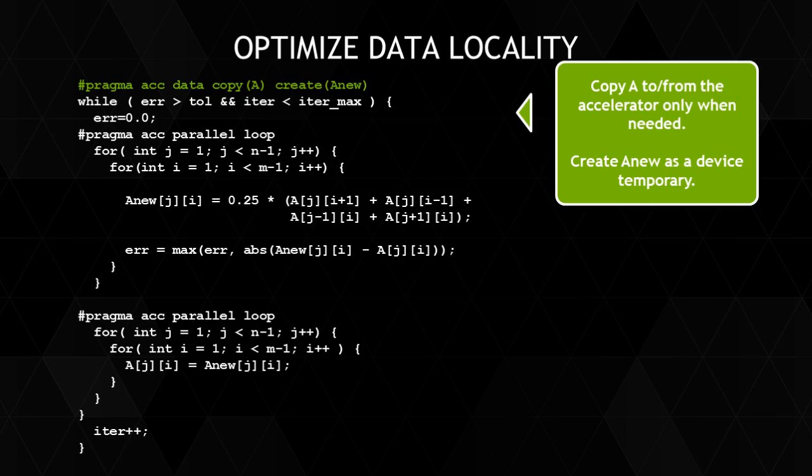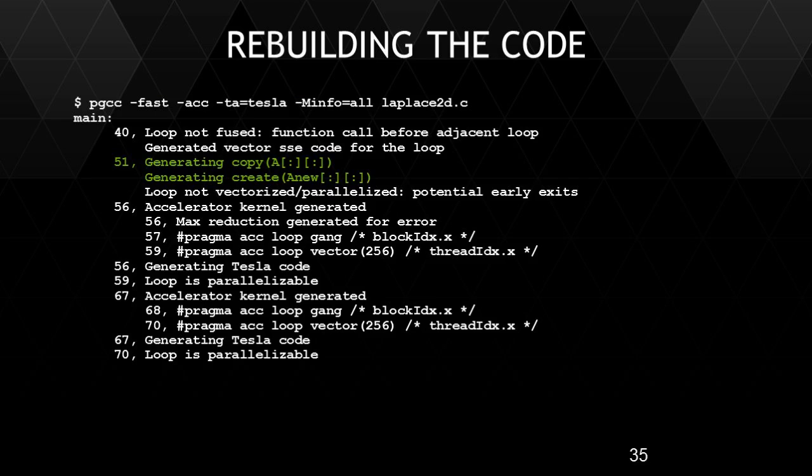But with the A new array, the values are meaningless except in here. It's basically temporary. So here I have create A new: allocate space, but don't do any data copies. This is knowledge that I have about the program that I've now given the compiler. And looking at the compiler output, you can see that instead of generating a copy in of A and a copy out of A new, it's now respecting what I've told it.